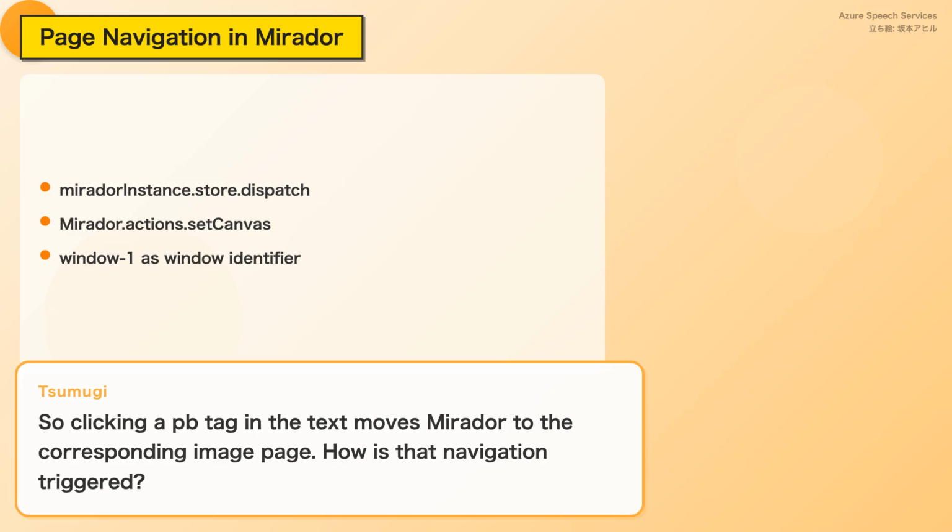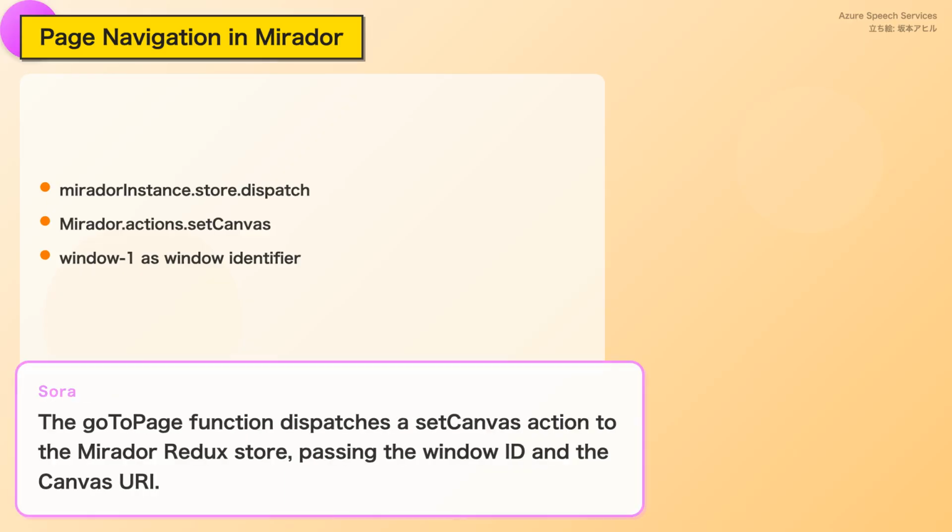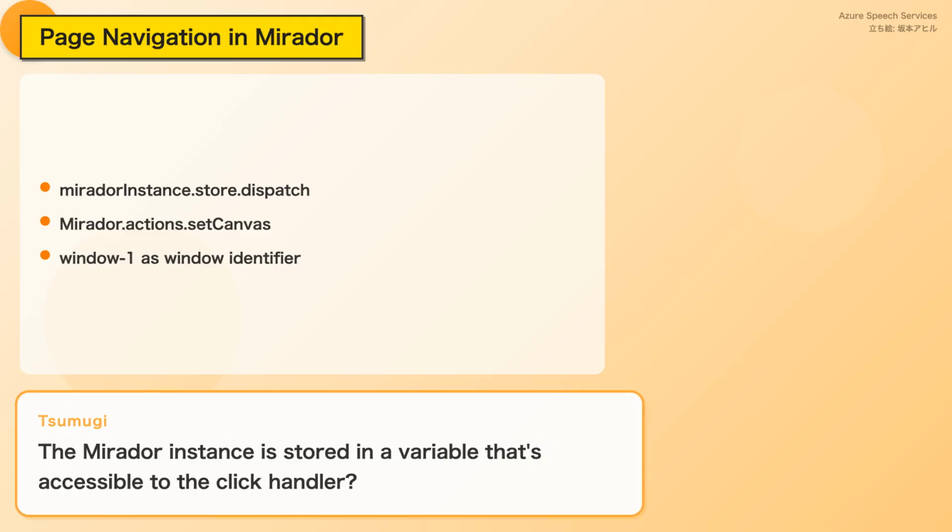How is that navigation triggered? The goToPage function dispatches a setCanvas action to the Mirador Redux store, passing the window ID and the canvas URI. The Mirador instance is stored in a variable that's accessible to the click handler?